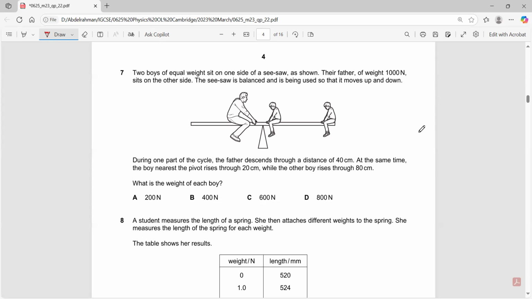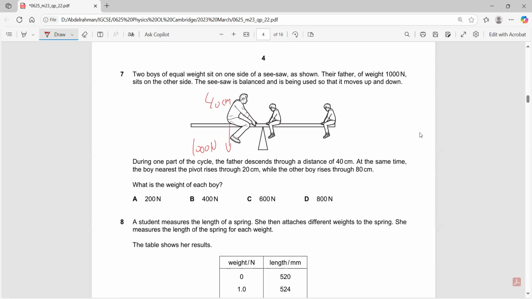This question is not difficult. It's just very tricky. If the father has a weight of 1000 newtons, and he descends a distance of 40 centimeters, the closer boy rises a distance of, let's say, 20 centimeters, and the other boy rises a distance of 80 centimeters. Can I try and solve it this way?